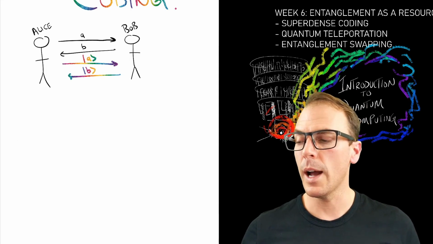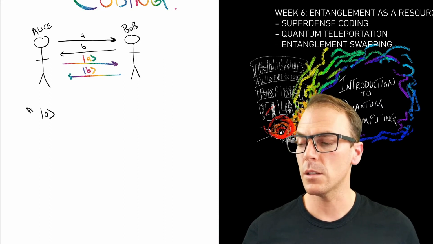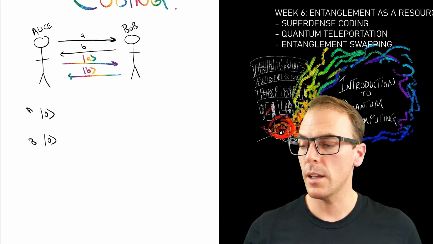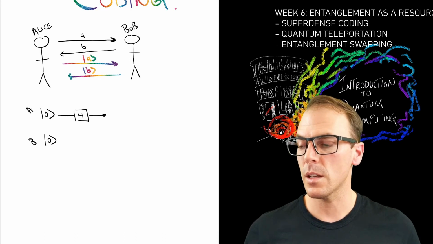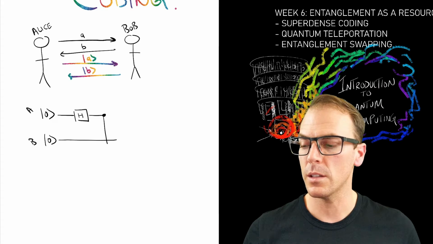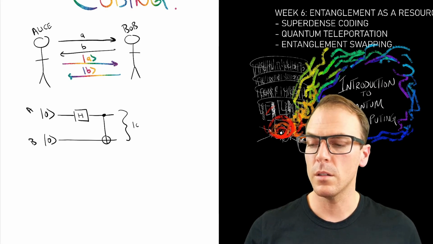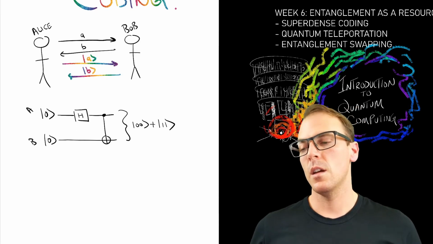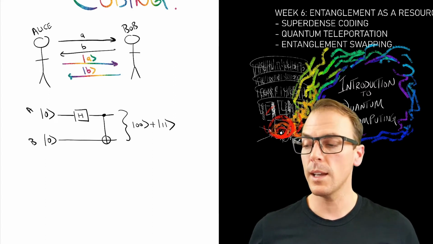So we already know how to create entanglement, so let's draw a circuit. This will be Alice's qubit, Bob's qubit will be down here, and Alice will apply Hadamard and then a CNOT. So these qubits, if they're represented by physical things, have to be in the vicinity of each other. And afterward, let's ignore the normalizations. We end up with this |00> plus |11> state, which we showed was entangled.